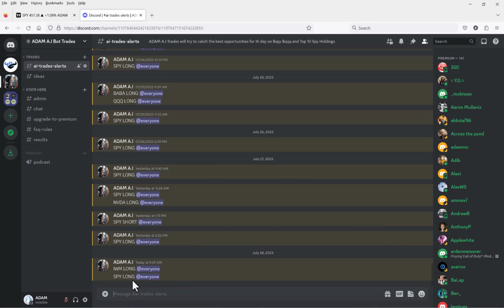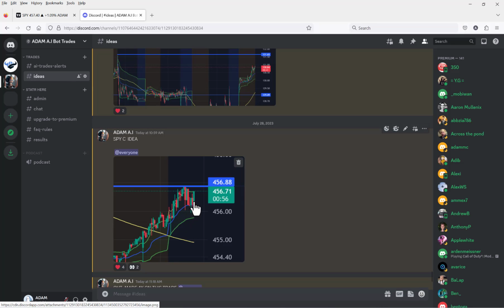As you can see here in the morning, I had the confirmation on SPY long. I already took this trade and took this trade also, and after that I saw some pullback to the VWAP. I like it so much, and you will see the setup.